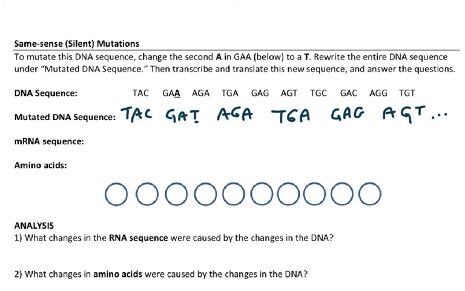Now let's look at the mRNA sequence. You will transcribe the sequence just like you did before with complementary base pairing. But notice when we get to this second triplet, we have C, U, A, rather than the original C, U, U. And then we keep going and transcribing the rest of the sequence.